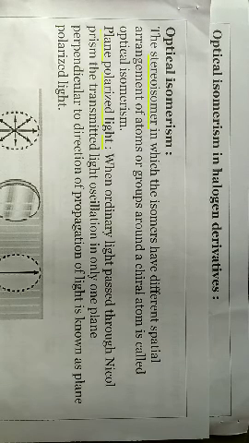When we learn optical isomerism, let's see some basic terminology. Plane polarized light: when ordinary light passes through a Nicol prism, the transmitted light oscillates in only one plane perpendicular to the direction of propagation of light, and is known as plane polarized light. Students, in this figure you can see this is normal light which vibrates in all directions. When it passes through the Nicol prism, which is also called a polarizer, it vibrates only in one line. This is called plane polarized light.